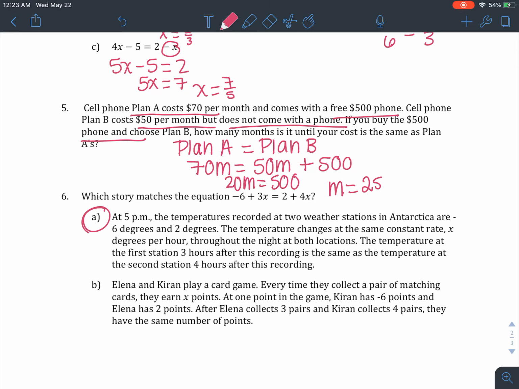And then because it's not B, we're looking at Elena and Kieran, and they are looking at cards here. So they are getting points. At one point in the game, Kieran earns 6 points and Elena earns 2 points. And then Elena collects 3 pairs and Kieran 4 pairs. But they have the same amount of points. It's not talking about per month. It's not talking about per hour. It's just talking about points. It's not talking about 2 balanced situations. So that's why it's letter A.